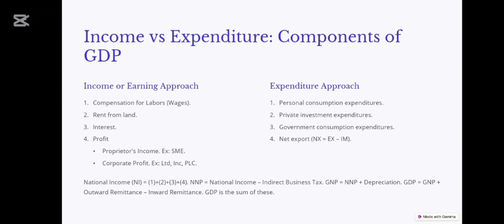Here are the key takeaways. Firstly, national income identity is the basic equation explaining GDP. And then GDP components comprise consumption, investment, government spending, and net exports. And last but not the least, GDP can be measured through three approaches: production, income, or expenditure.